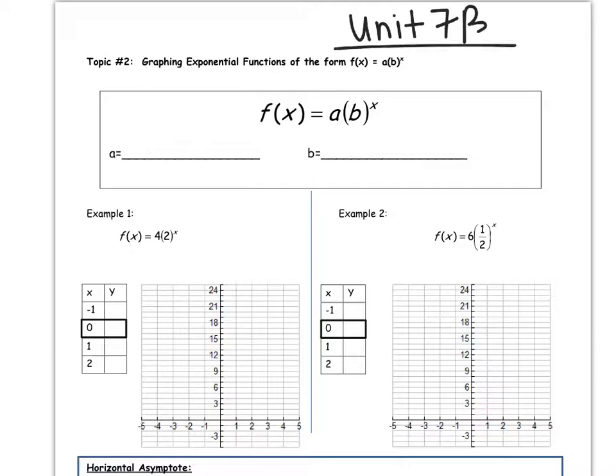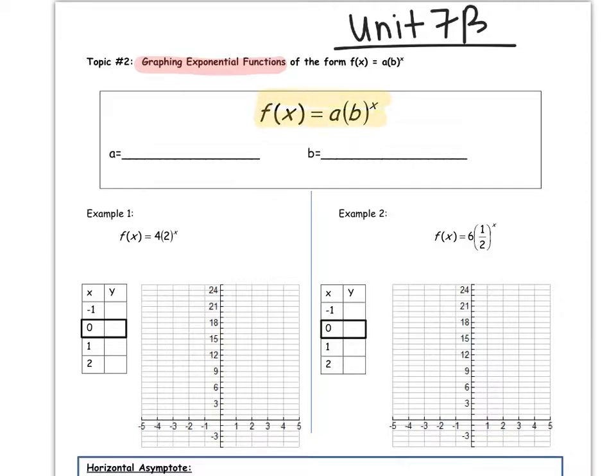So yesterday, in our last topic, we talked about how to determine whether or not a function was linear or exponential. Today we're going to talk about how to graph an exponential function. That means we already know it's exponential, and how do we figure out what the graph looks like? So to start, we have here what looks like an exponential equation.